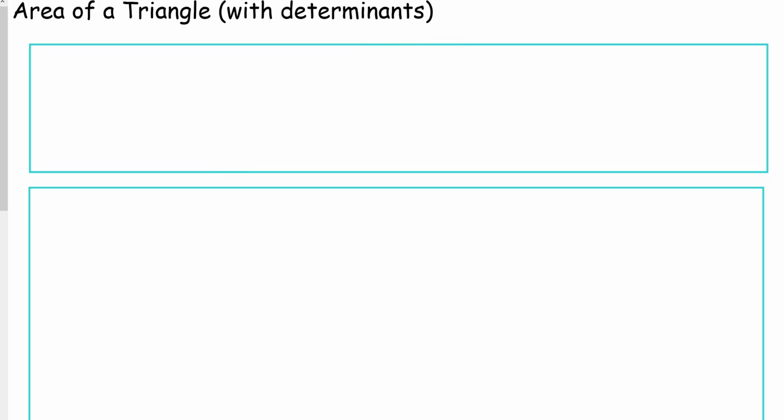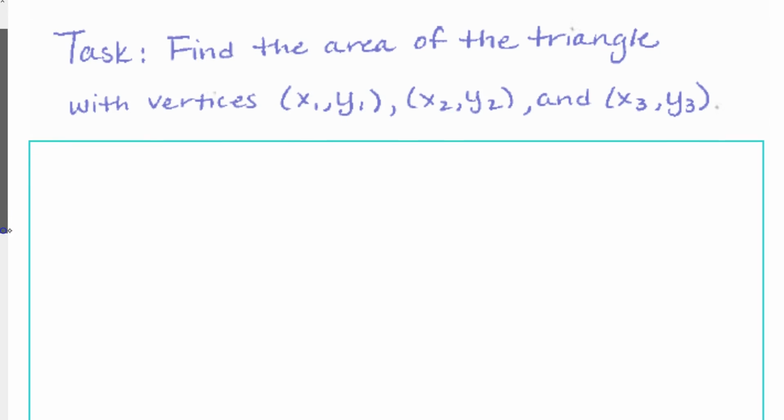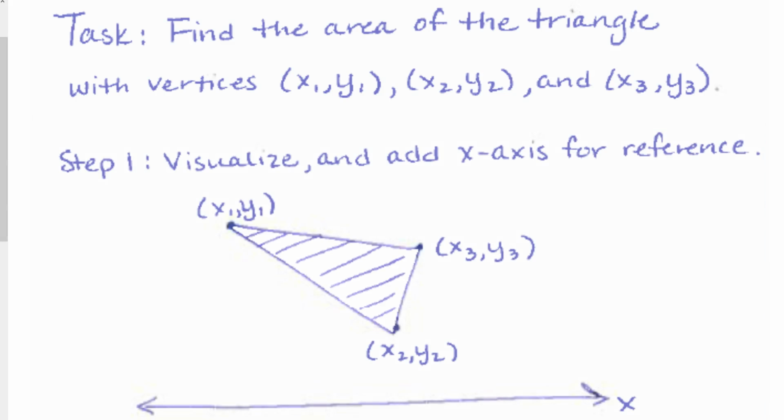Here's a way you can find the area of a triangle. I've written it all out ahead of time so that it can save us time. So let's say we want to find the area of a triangle and we know its vertices. Its vertices are x1, y1, x2, y2, and x3, y3. I decided I would plot them on a plane, and I put an x-axis in there. I didn't put a y-axis. It's not really necessary. So I just plotted those 3 points.